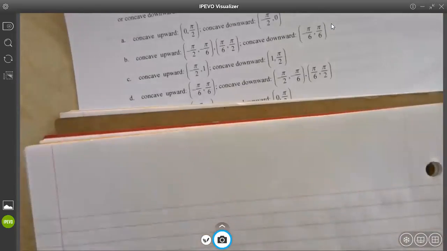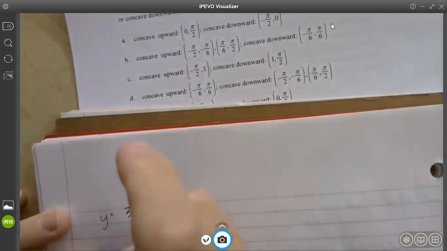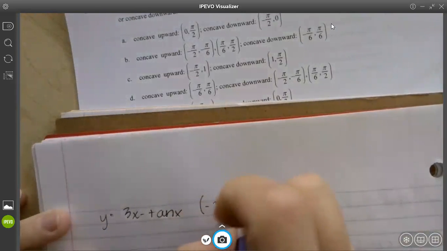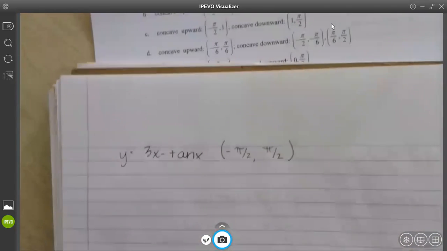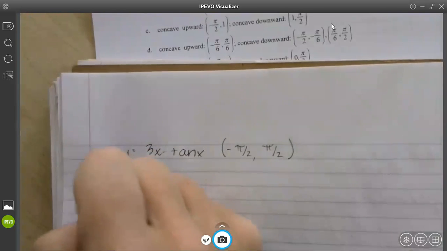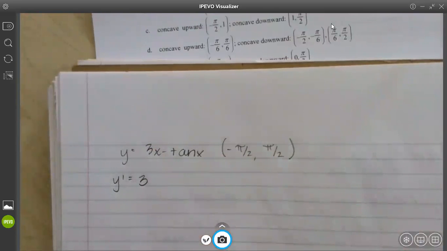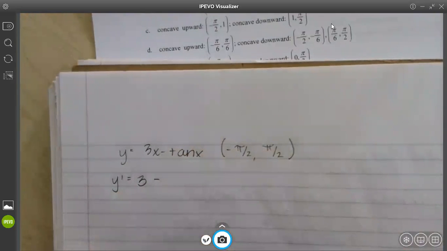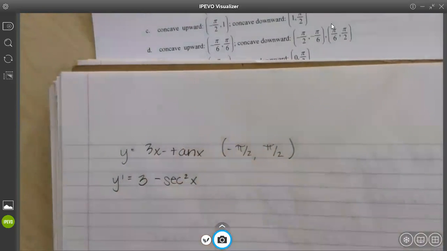What do we do on this one? We have y equals 3x minus tan x from negative pi over 2 to pi over 2. First derivative is? Keep going. Minus secant squared x.